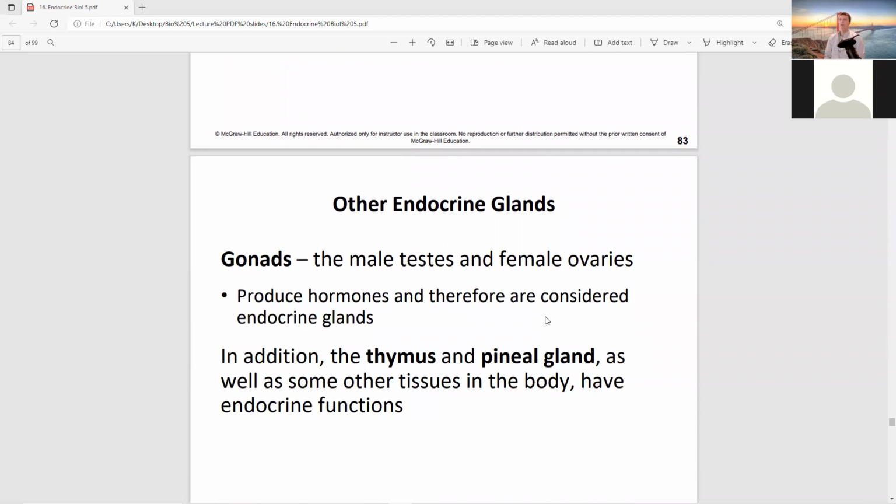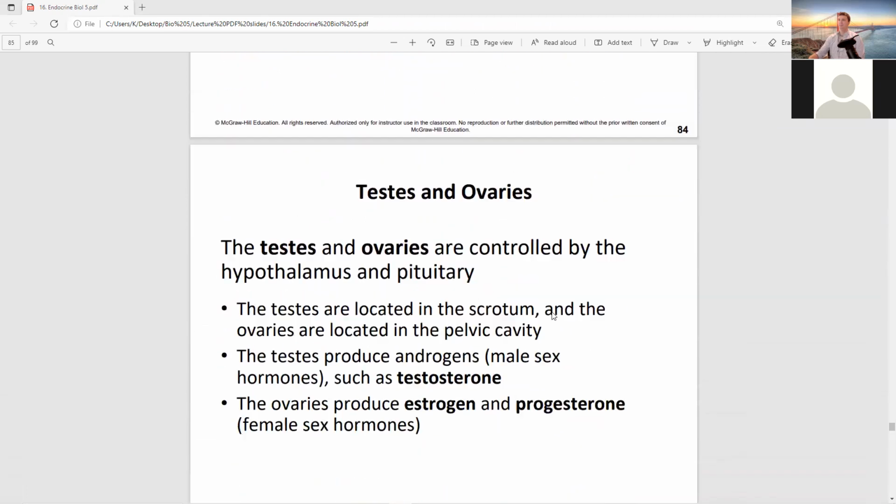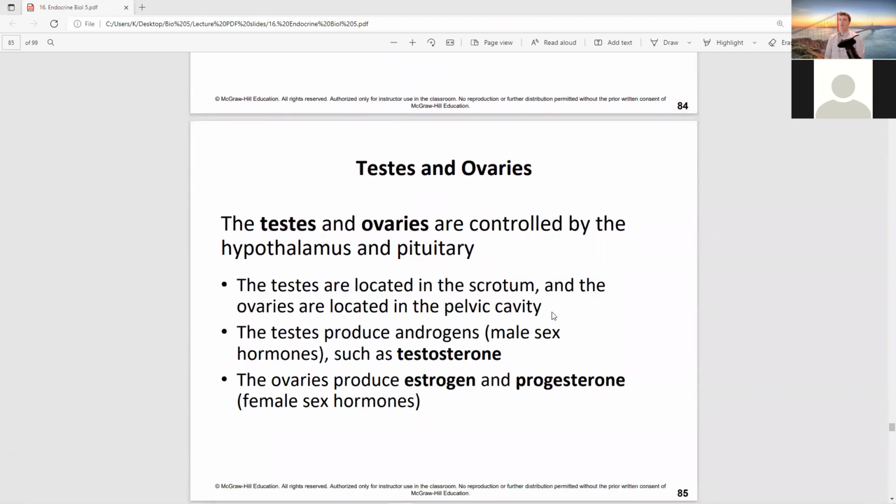So, other endocrine glands: the gonads, the male testes and the female ovaries. These produce hormones and therefore are considered endocrine glands. In addition, there's the thymus and the pineal gland, as well as some other tissues in the body that have endocrine functions. The testes and ovaries are controlled by the hypothalamus and pituitary.